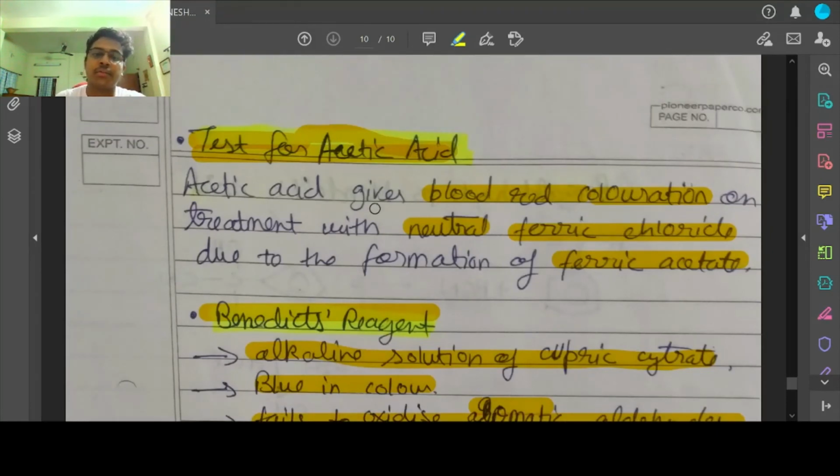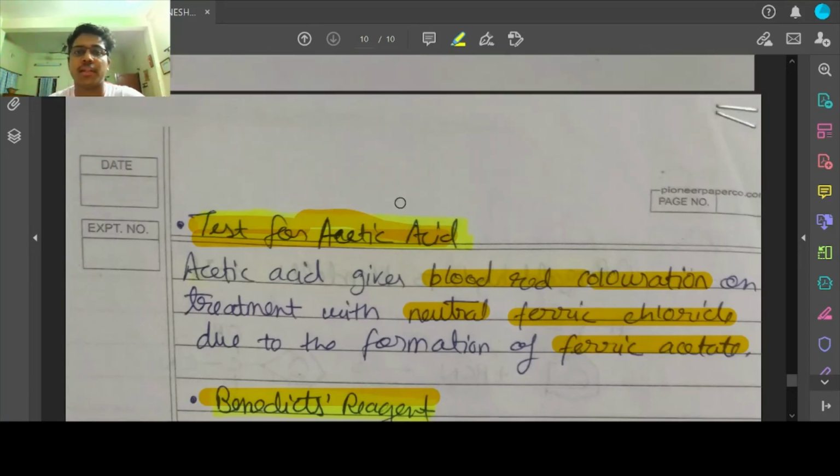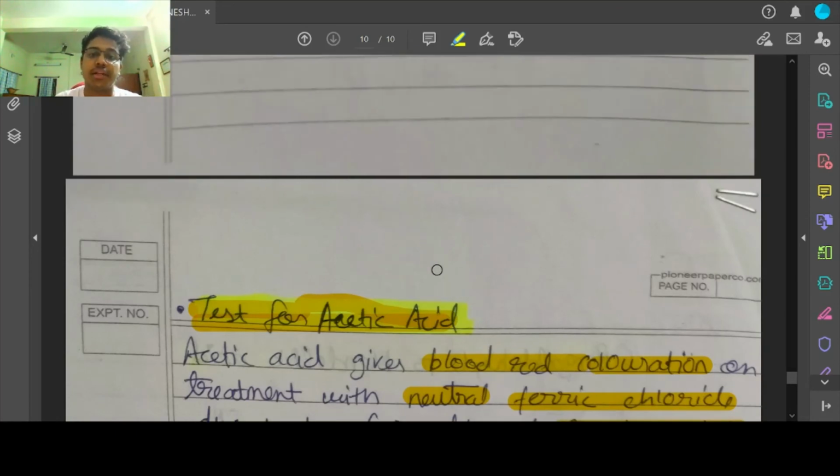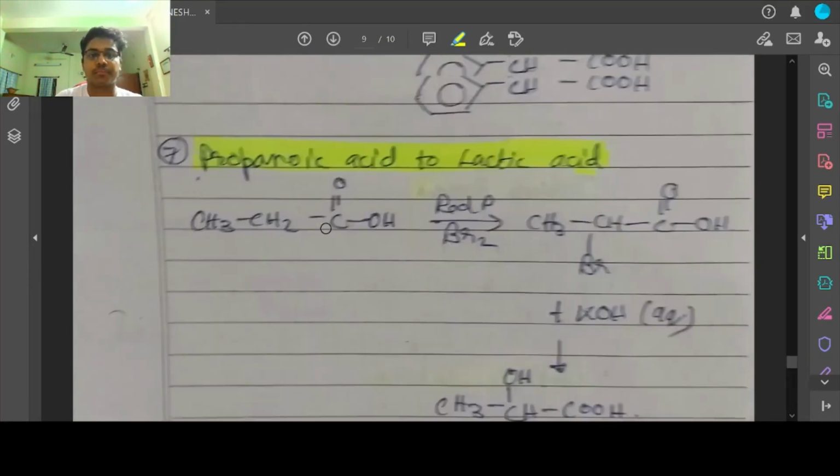Blood red coloration on treatment with neutral ferric chloride solution is due to formation of ferric acetate. So acetic acid and ferric chloride become ferric acetate. Okay, ferric chloride, acetic acid, ferric acetate. I hope this is clear. And ferric acetate is blood red in color. Okay, so let us move on.